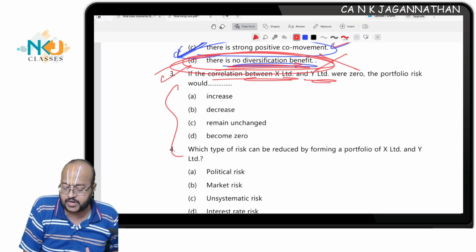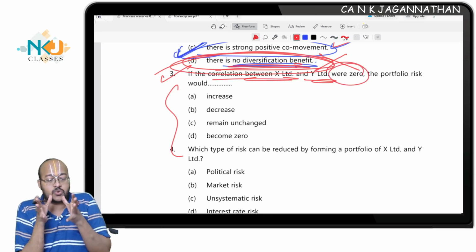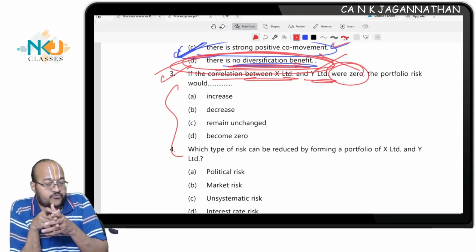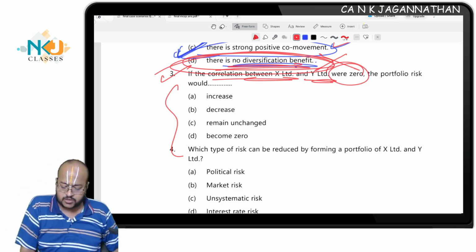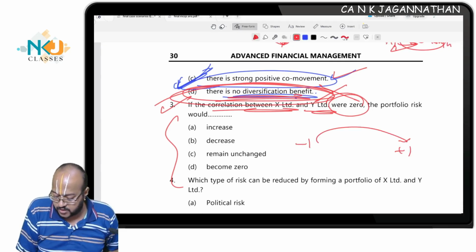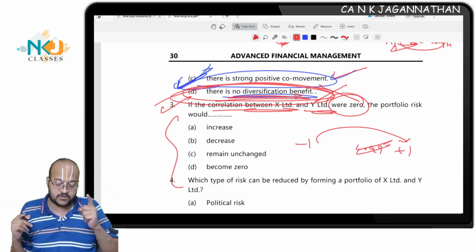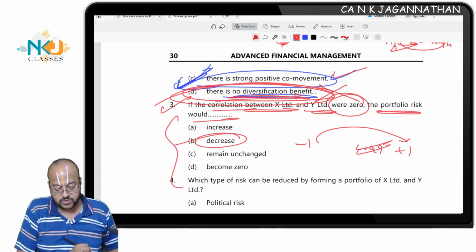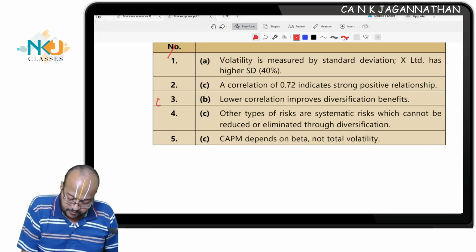If the correlation between X and Y Limited were 0, meaning no correlation, and you mix two such securities in a portfolio, will that reduce the risk of the portfolio? Yes, it will still have the diversification benefit, because from -1 I can move up to nearly +1 and still reduce the portfolio risk through diversification. Hence that is what is asked: the portfolio risk would still decrease. 3B should be the correct answer, if I'm not wrong.